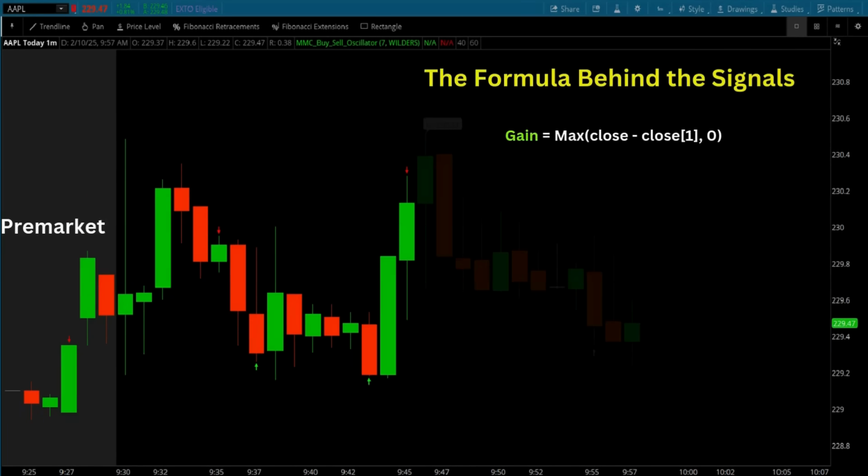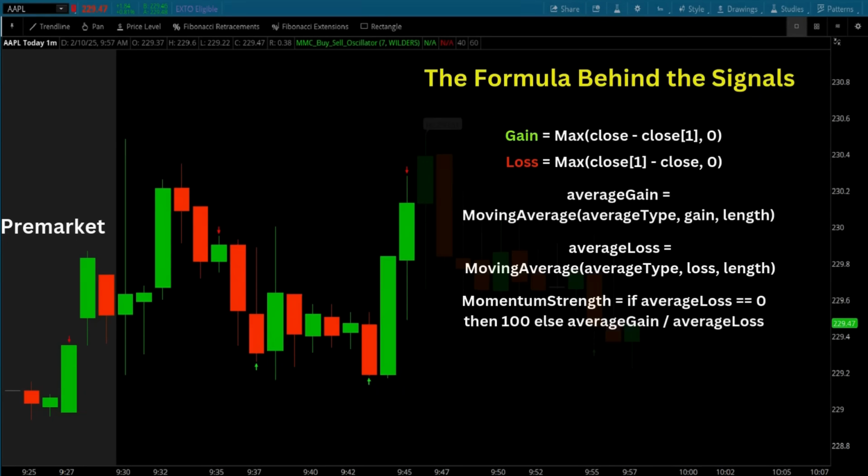The buy-sell oscillator uses the following calculations. First, determine gain, which is equal to the absolute difference between the current and previous close price of the candle on the chart time increment you are using. Then, determine loss, which is equal to the absolute difference between the previous and current close price of the candle on the chart time increment you are using.